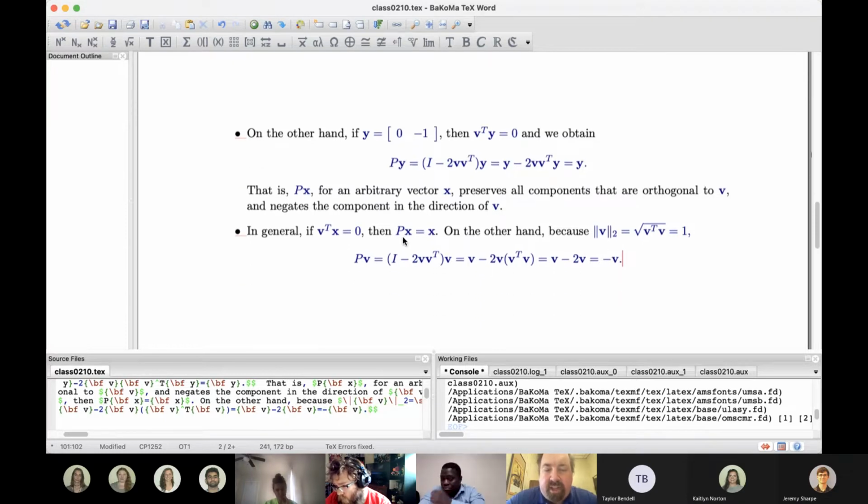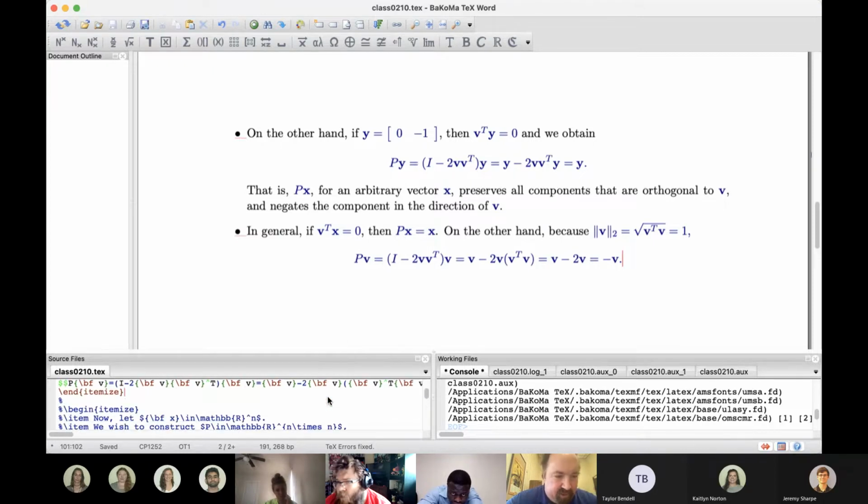So this Householder reflection preserves vectors in the n minus 1 dimensional subspace that's orthogonal to v, but P times v itself is negated. So that's why it's a reflection. It's negating one direction, preserving all the directions that are orthogonal to it. So that's causing reflection across a certain plane.